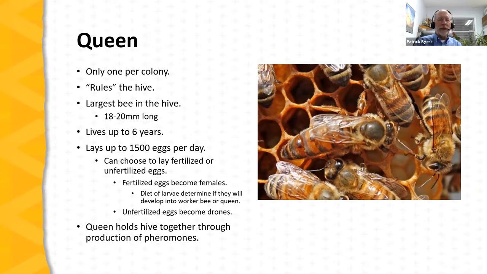Now, the queen has the ability to choose whether or not she lays fertilized or unfertilized eggs. The fertilized eggs that she lays become females. And the diet that these developing female larva are fed determines whether or not they'll develop into worker bees, which are females as well, or into additional queens. If she lays unfertilized eggs, these become drones.